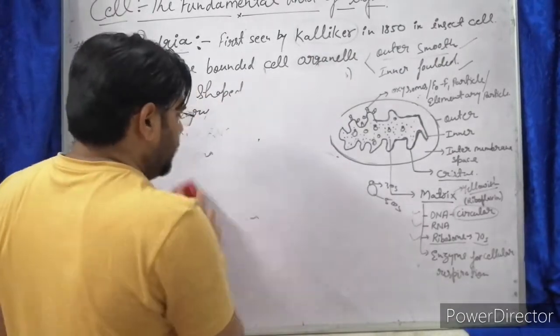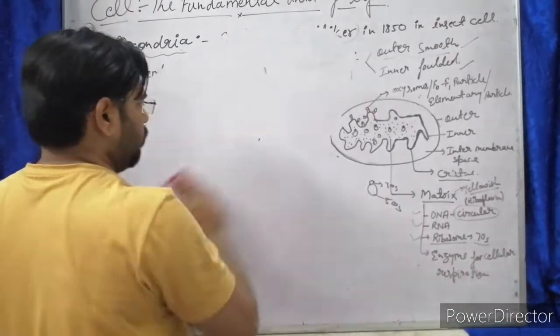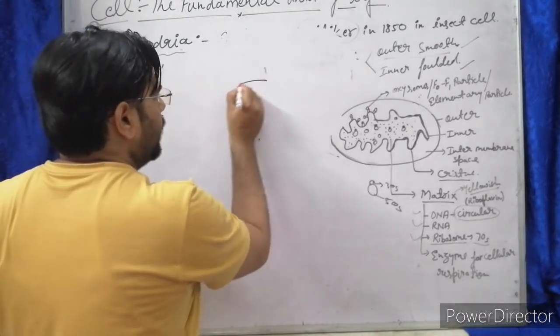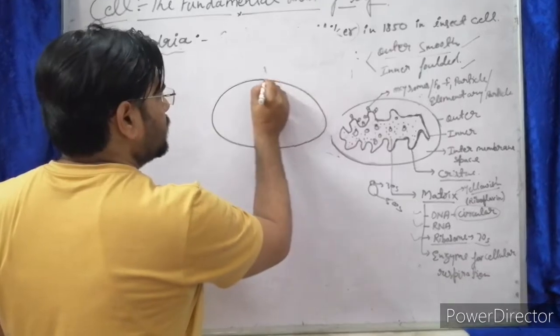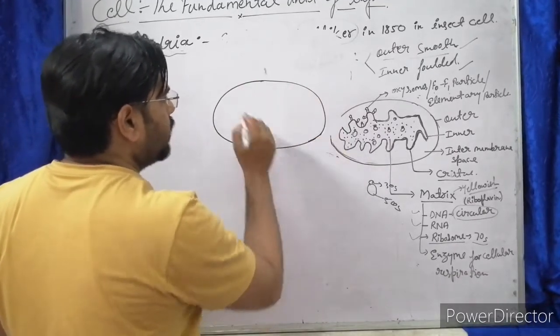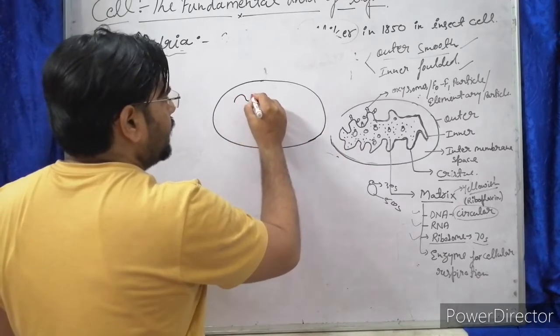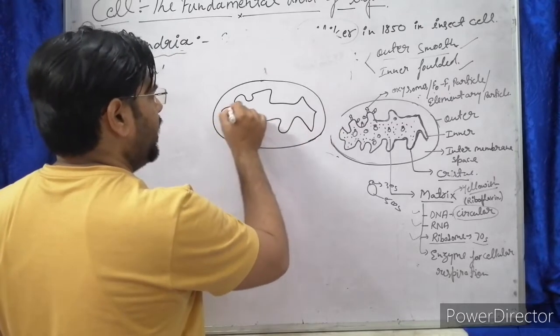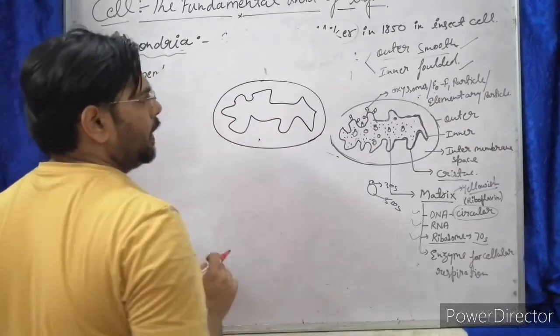Let us see how we can make the diagram of mitochondria easily. So what we are supposed to do, we have to make the outer membrane, which is smooth and permeable. This is the outer membrane. Okay students, now make the inner membrane, which is infolded like this. You can make it any way. Okay, this is the infolded membrane.